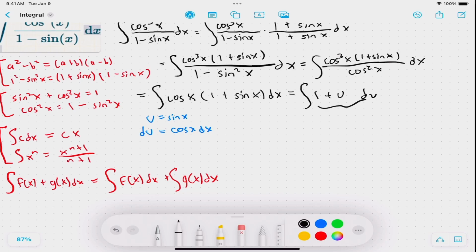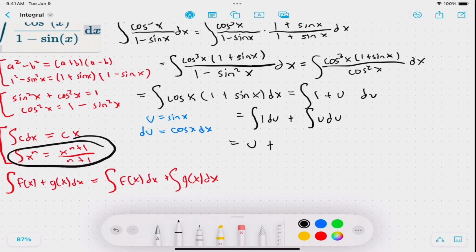Okay, so the first thing I'm going to do is apply that concept of linearity. So now we have the integral of 1 du plus the integral of u du. And so now applying this rule over here, the left integral becomes simply u plus, and then applying this rule over here, this becomes u squared over 2 plus the constant of integration.